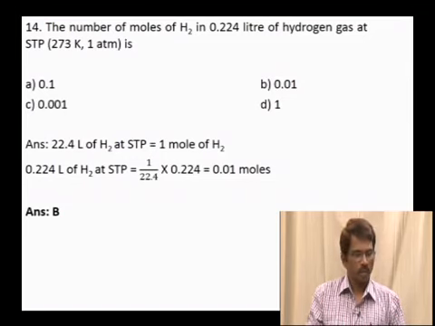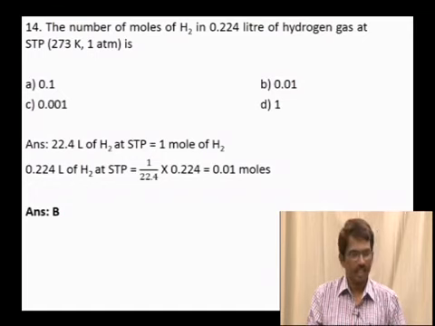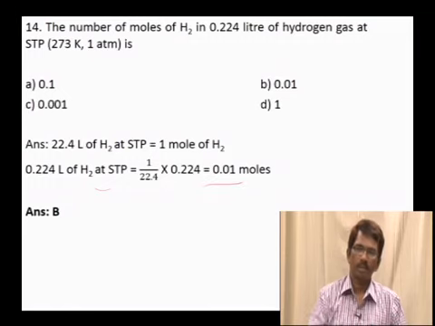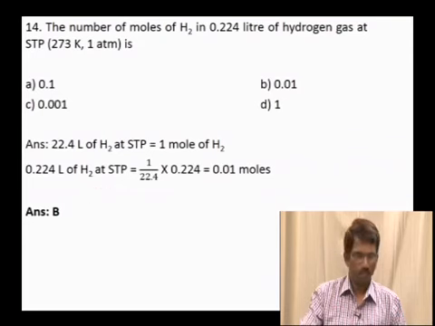And as you all know, the molar volume of any gas is 22.4 liters at STP, that is the volume occupied by 1 mole of any gas at STP. That means to say 22.4 liters of hydrogen gas at STP corresponds to 1 mole of hydrogen gas. Obviously 0.224 liters of hydrogen gas at STP will have 1 divided by 22.4 into 0.224, that is 0.01 moles, and hence the correct answer is option B.